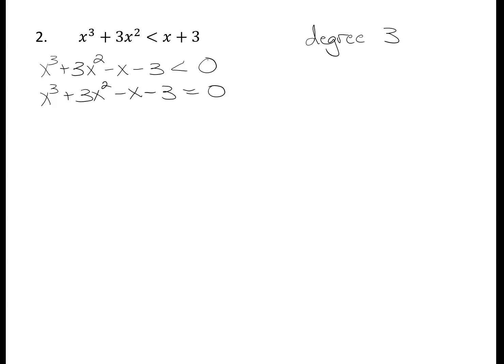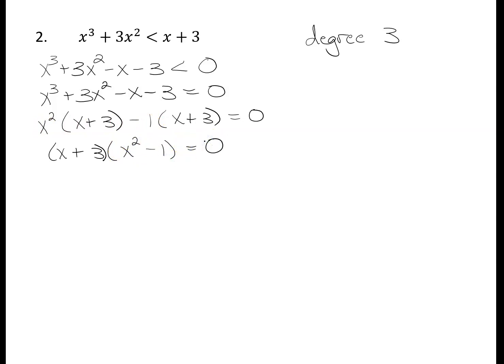However, let's go ahead and try factoring. We've got 4 terms, so we're going to try to factor it by grouping. From the first two, we can pull out an x squared. From the second two, we can pull out a -1. And now we've got this x plus 3 in common, so let's pull it out. And that leaves us x squared minus 1. So grouping did work. Now let's see if we can factor further.